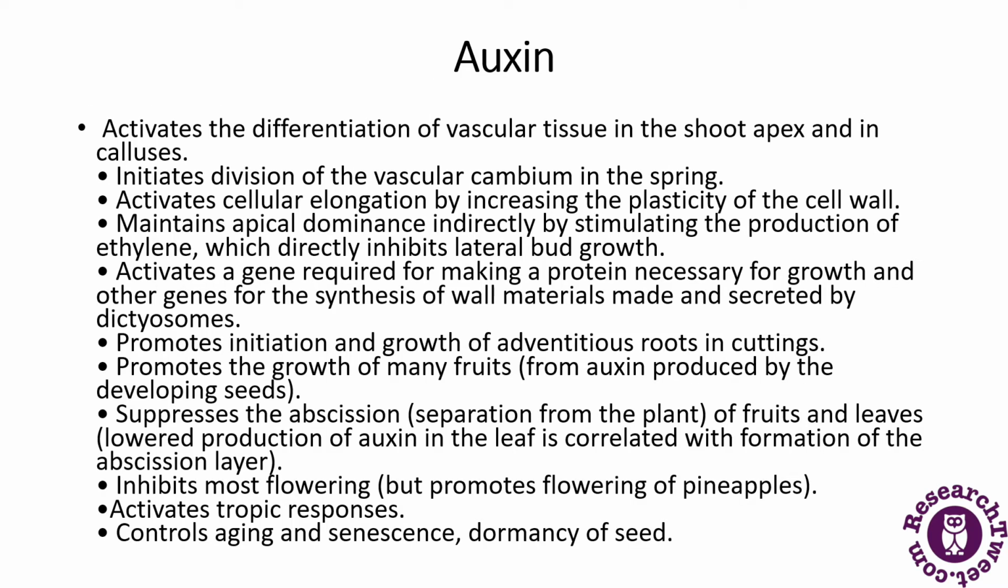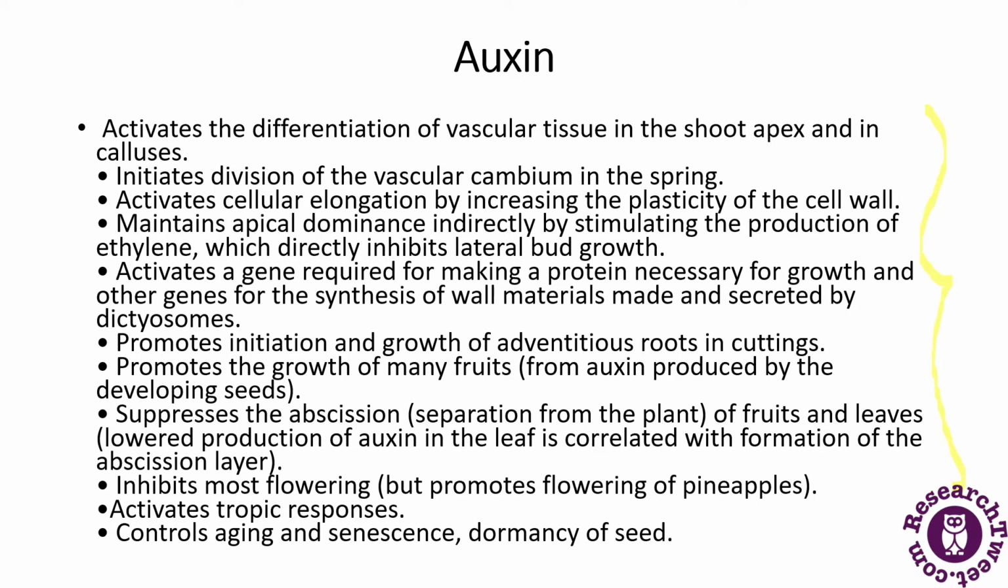Next is about the auxins. So what role does auxin play in a plant? These are some of the functions, showing how the roles are played in the plant. So first, it activates the differentiation of vascular tissue in the shoot apex and in the calyces. Basically, auxin plays a role in the length and growth of the plant. They increase the length. They basically help in the elongation of the plant. They activate the differentiation of vascular tissue in the shoot apex and in calyces. They initiate the division of the vascular cambium in the spring.